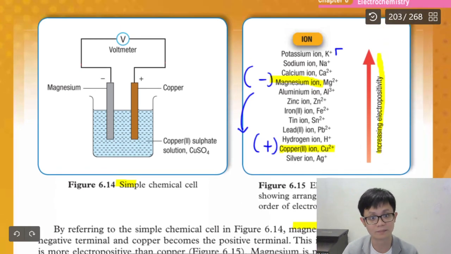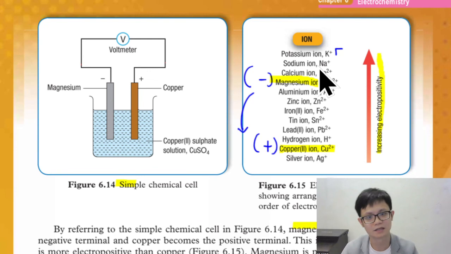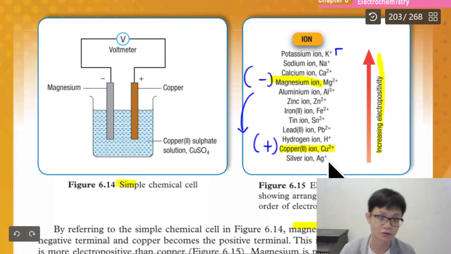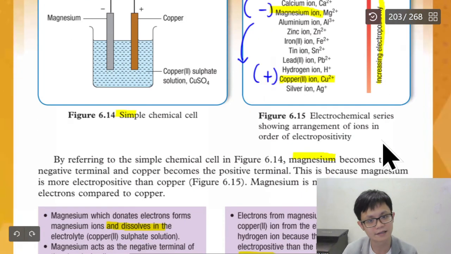If you don't remember this, actually it's the same, do I still remember or not? The previous chapter, actually everything is still the same. From Form 4 we already remember this, right? If you don't know this, then many questions you cannot do.